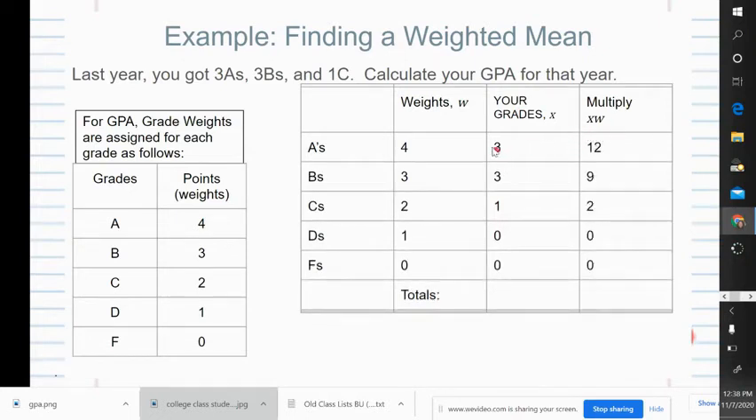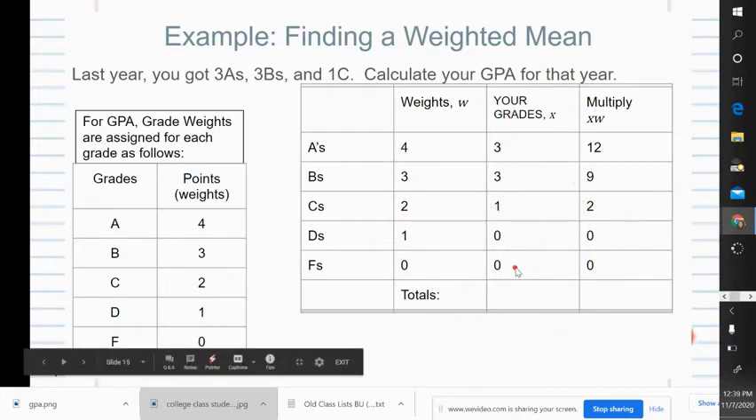And what we're going to do then is we're going to multiply 4 times 3 gives us 12. 3 times 3 gives us 9. 2 times 1 gives us 2. 1 times none, right? Your 4, your 3 A's get you 12 points. Your 3 B's get you 9 points. Your 1 C gets you 2 points. All right, now we're going to add all this up, okay?